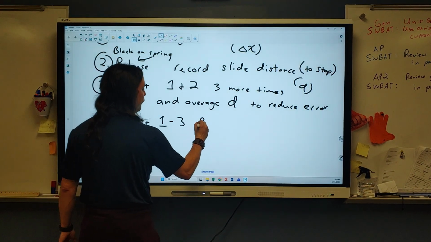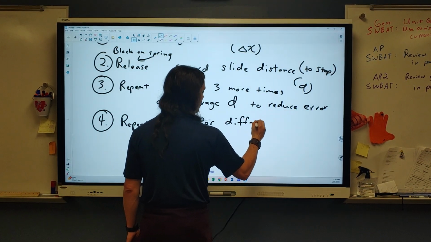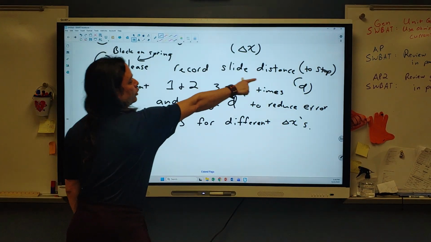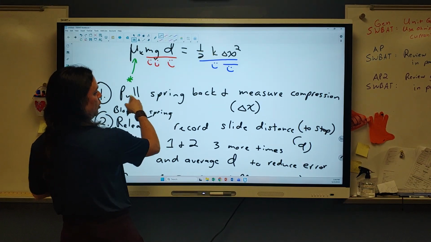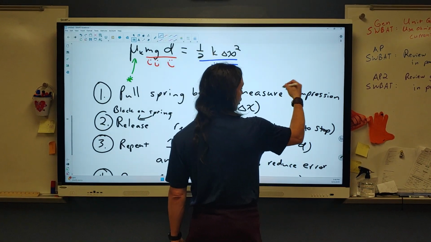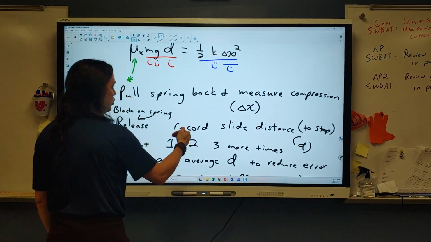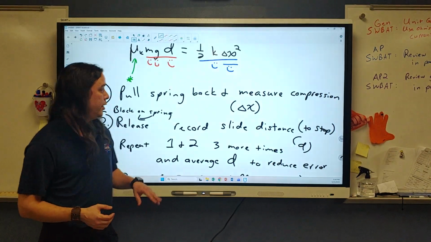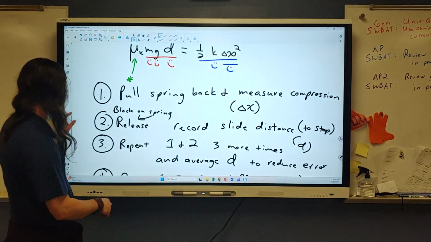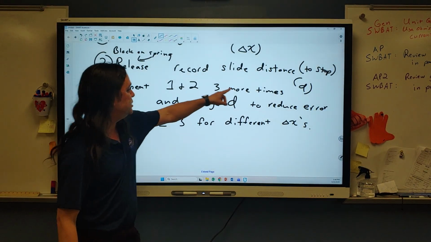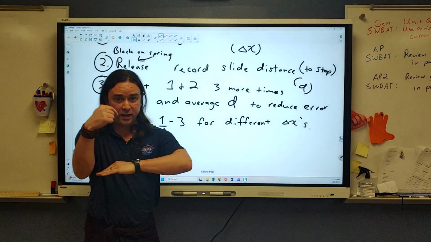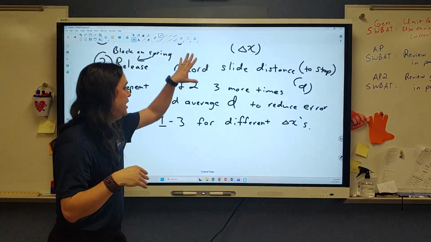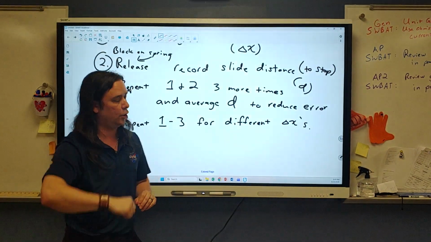1, 2, 3 for different delta X's. But we're recording the slide distance. Let's see, pull back spring and measure compression, record compression, delta X. So I'm telling you the 2 things that we need to measure, and we've got a plan to turn those into our coefficient of friction, and therefore, we've got the very first point, A1. A2, I went through, and I had repeat the first couple of steps for one given dot. These would all be on my graph. It's the same dot here. Do this 3 times, and then average those to reduce error. That's securing your second point.